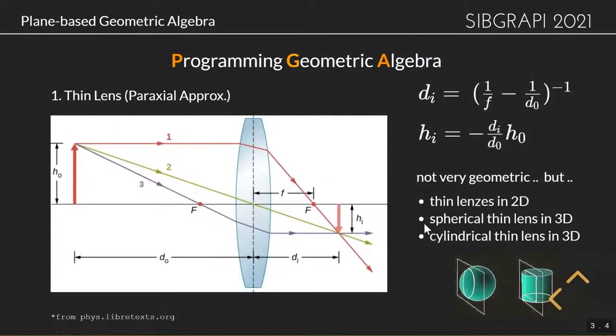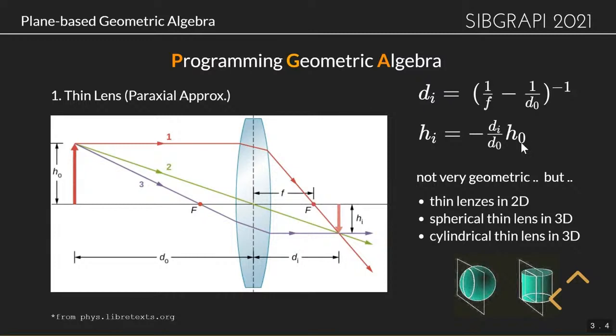All right, we will start with a thin lens example. And this is a picture I have from a physics Libre text, so it's a sort of classical solution. And this is actually the solution to something called the lens maker equation. It's the simplified version, so the paraxial approximation. And it'll basically tell you how to solve for these two variables, which is basically the distance of the image point and the height of the image point away from the optical axis.